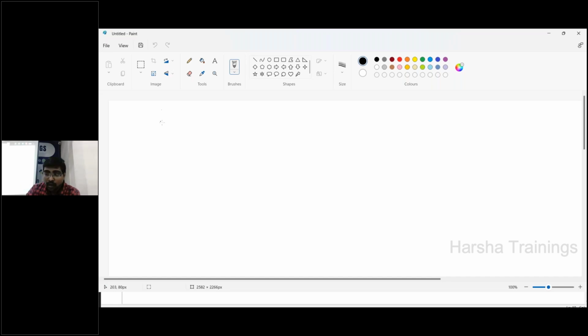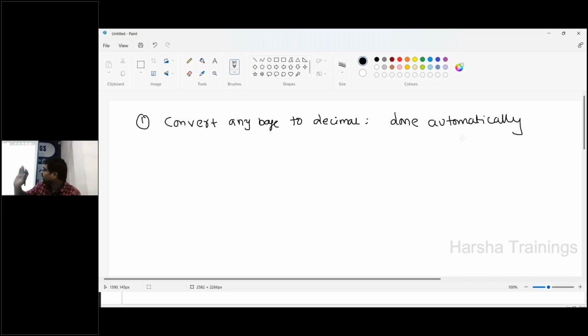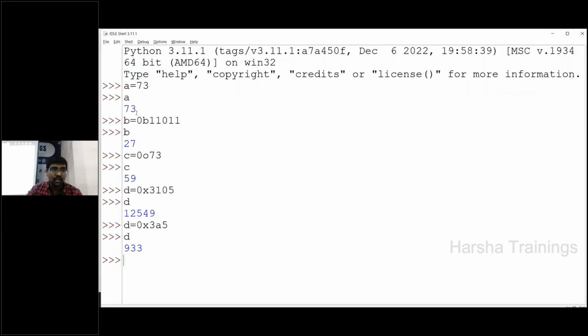You got it? What is my first point? Convert any base to decimal. It is done automatically, right or wrong? Done automatically. You don't need anything. I have already given the examples here. I am not doing anything. Automatically the operations are performed.